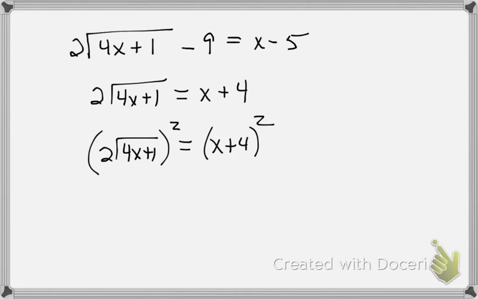So I'm squaring both sides. But again, am I squaring term by term? No, I'm squaring the whole side. So 2 square root of 4x plus 1, all squared, and then x plus 4, all squared. So what's going to happen on the left? 4 times 4x plus 1. The 2 was outside of the square root, so it actually squares up to a 4. Meanwhile, the square root squares to just the inside. You guys remember, right? I emphasized that last time. It's almost like I knew this was coming.